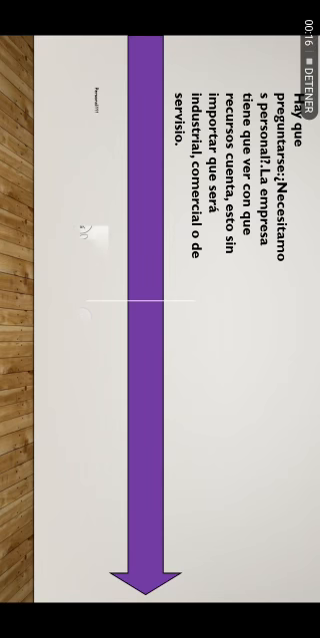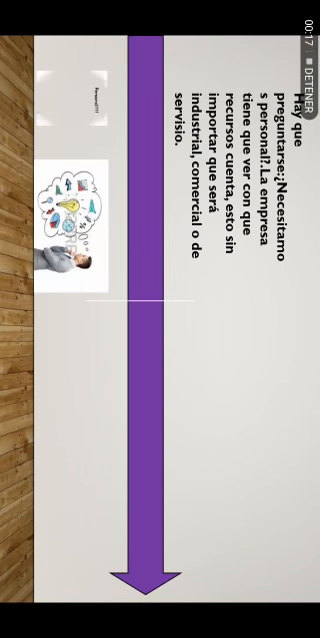First, you have to ask, do we need staff? In this first step, the company, whether industrial, commercial, or service, asks itself if it really needs personnel based on the projects, the resources it has, and the demand, the availability of the person and the company. In case the company needs staff, the second step is done.